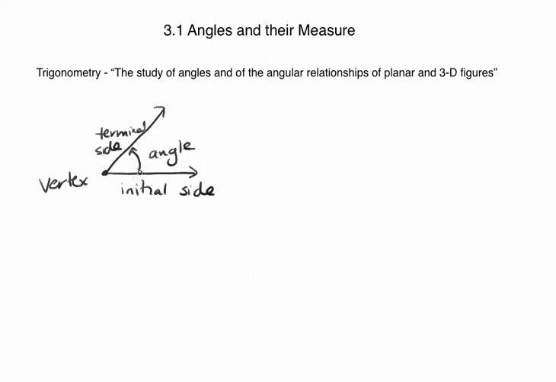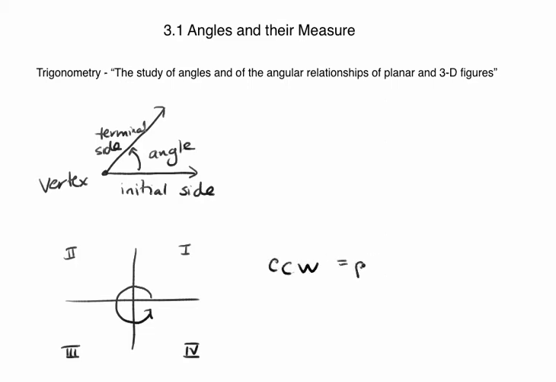And when we describe an angle, because we've based it on the Cartesian coordinate system, which if you recall is numbered 1, 2, 3, and 4, when we go in this direction, that's actually considered the positive direction. So counterclockwise is positive, and clockwise is going to be negative.